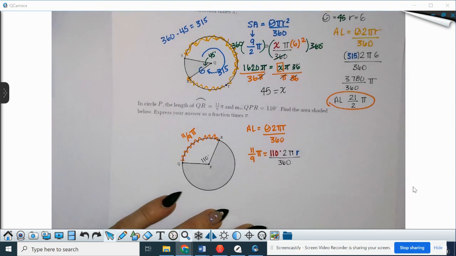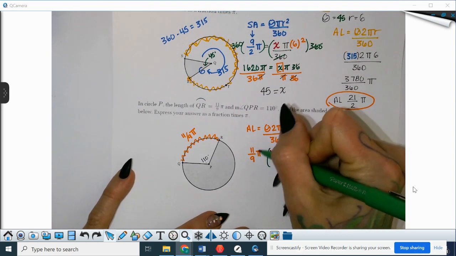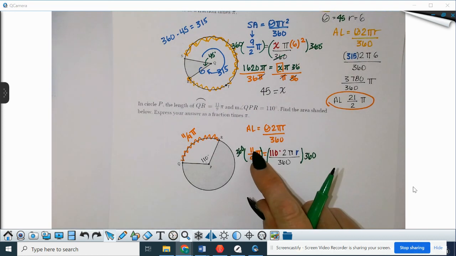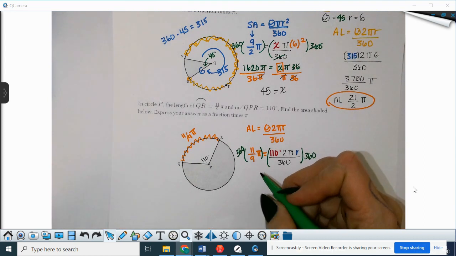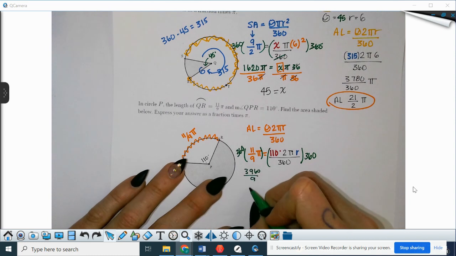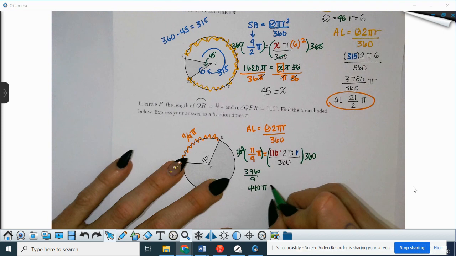We're trying to get 360 out of the denominator. So the inverse of division is multiplication. So 360 times 11 is 3,960. And then we're going to divide that by 9. So 3,960 divided by 9, and we end up with 440. And don't forget, we haven't used our pi button, so we're going to leave it in terms of pi.